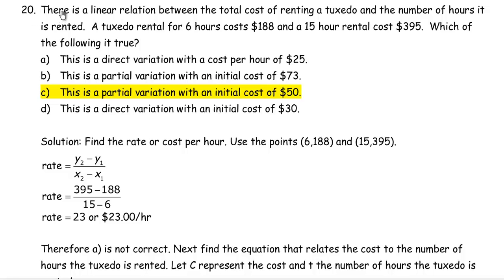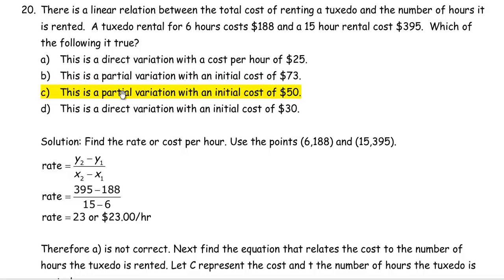Question number 20. There is a linear relation between the total cost of renting a tuxedo and the number of hours it is rented. A tuxedo rental for 6 hours costs $188 and a 15-hour rental costs $395. Which of the following is true? So there's 4 options here, a couple of direct variation options, a couple of partial variation options.